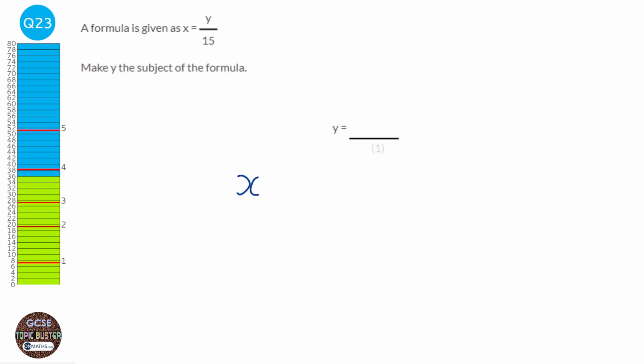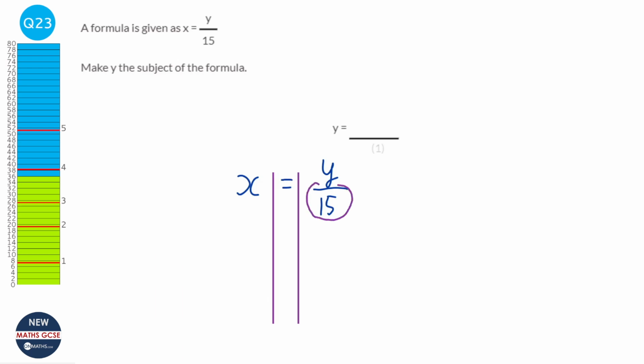So we're just going to copy this out first of all. So we've got x equals y over 15. Now we're asked to make y the subject, which means we want y on its own. What's stopping y from being on its own? Well, it's divided by 15. That's what over means. It means divide.